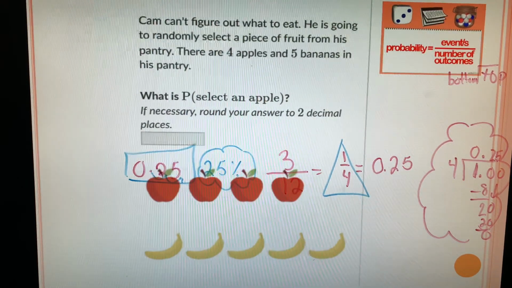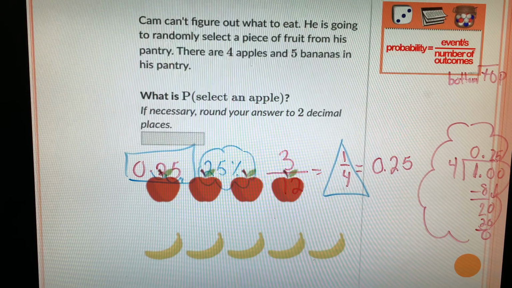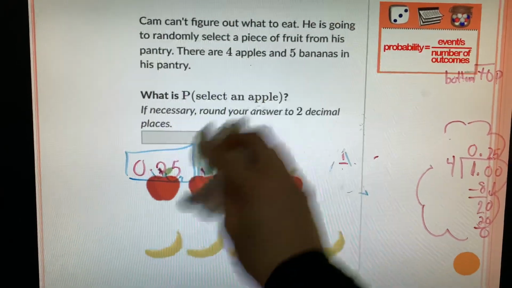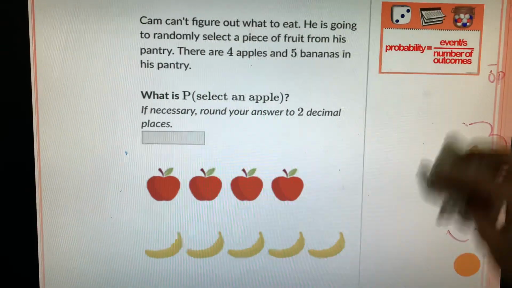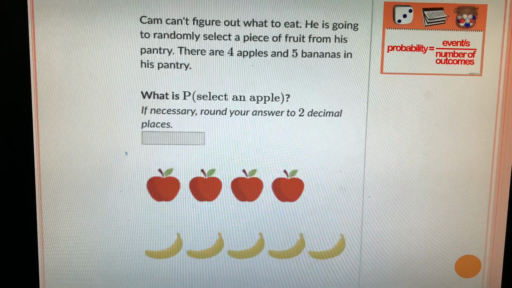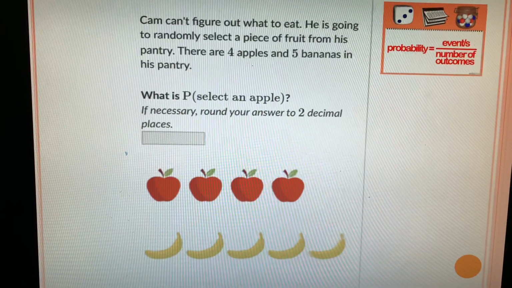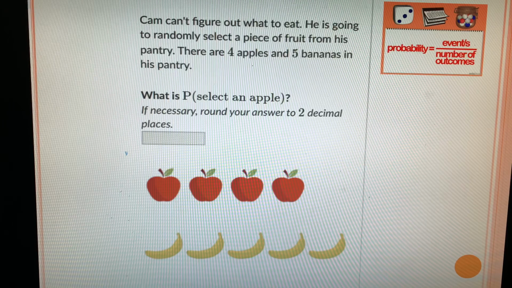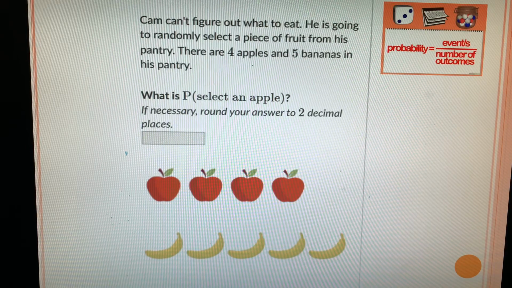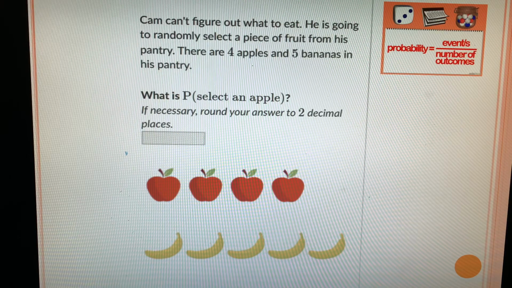Okay, let's practice another exercise. So this one says, Cam cannot figure out what to eat. He's going to randomly select a piece of fruit from the pantry. There are 5 apples and 5 bananas in his pantry. What is the probability of selecting an apple?